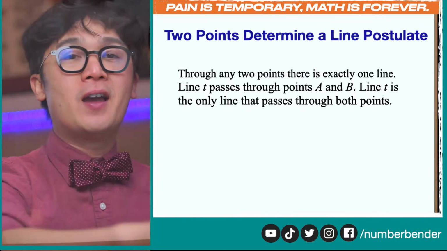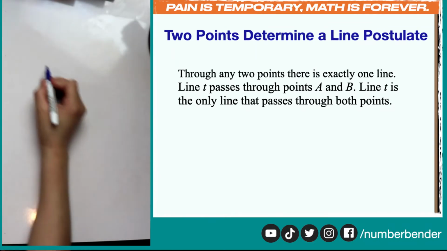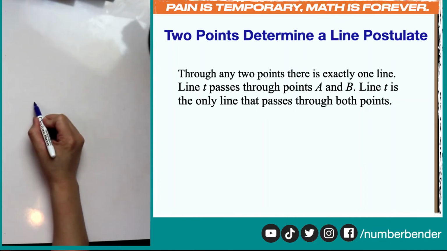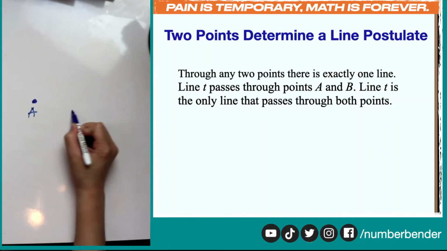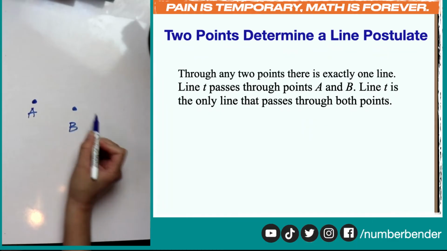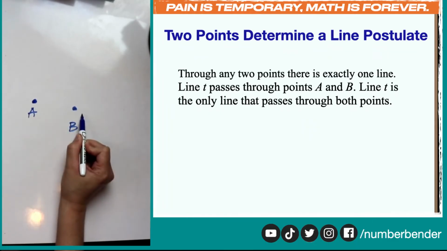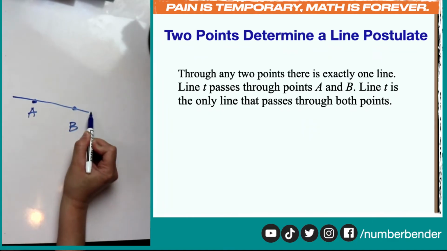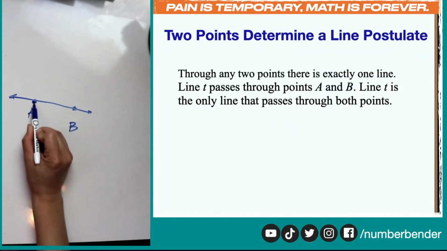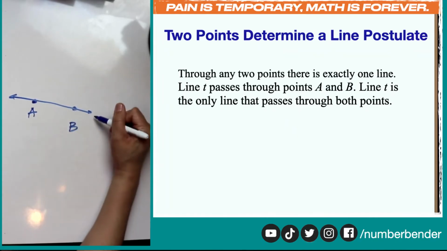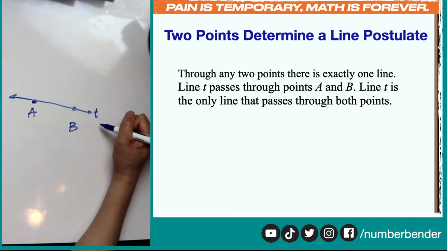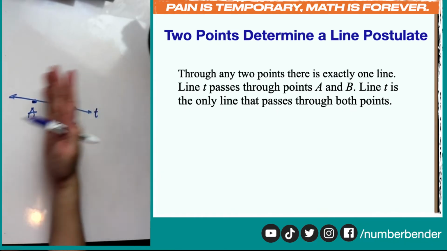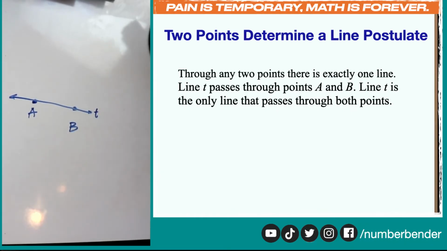So how do we illustrate this postulate? If we have 2 points, point A and point B, 2 points determine a line. So if we connect this line right here, we are seeing that point A and point B are contained in line T, and this is basically what the postulate is describing to us.